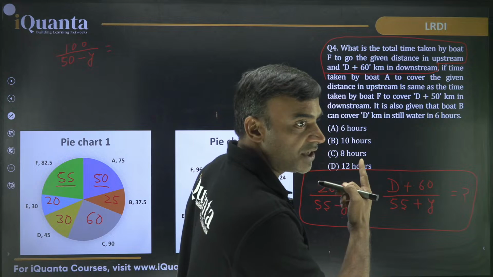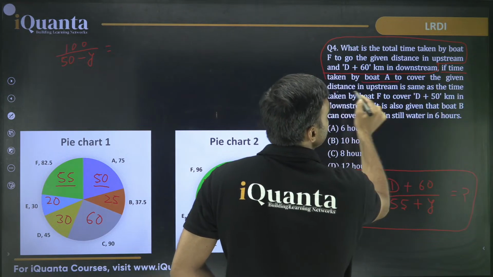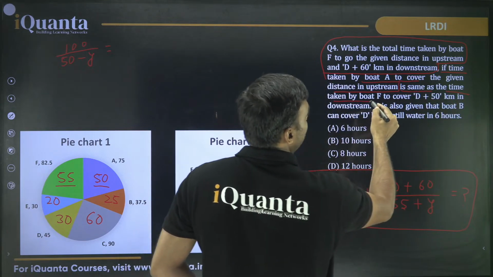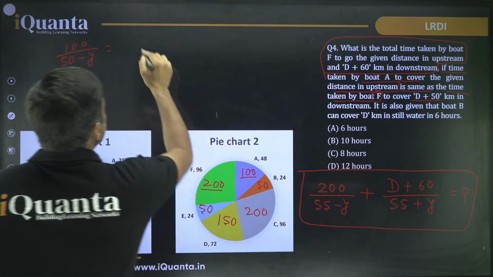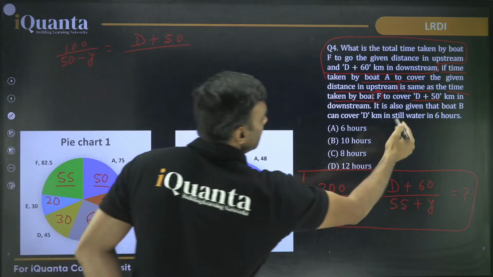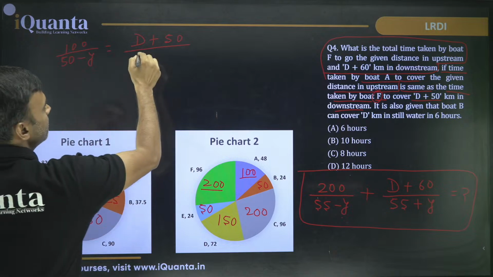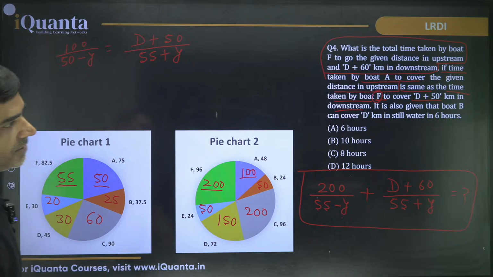Ashish, read the question carefully. It is telling us that the time taken by A to cover the given distance upstream, that is one part done, is the same as the time taken by boat F to cover d plus 50 kilometers. So d plus 50 divided by F's speed downstream. What is F's speed? 55 plus y. This is the question.